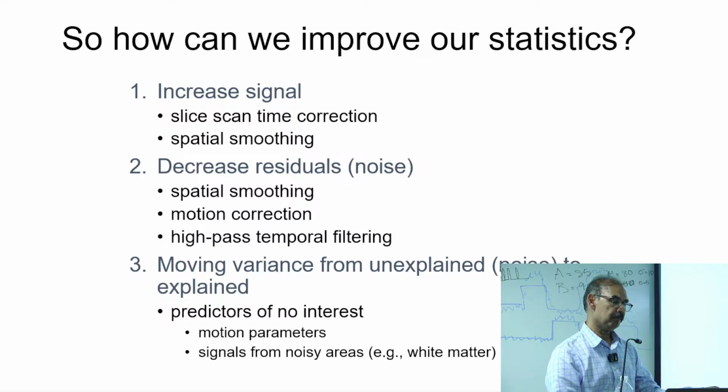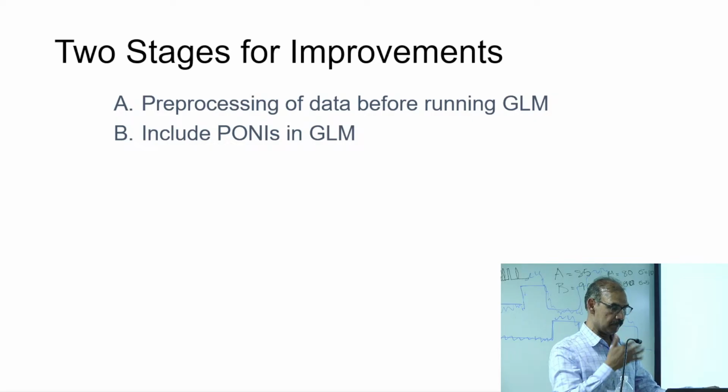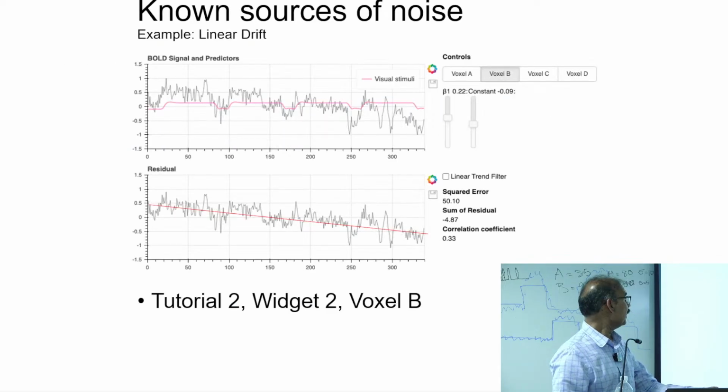So there are two ways as to how it can be done. One is pre-processing of data before running GLM. That is one way. The other way is to include these signals of no interest in GLM, right? So some of the noise, known noise sources is a linear drift, right?